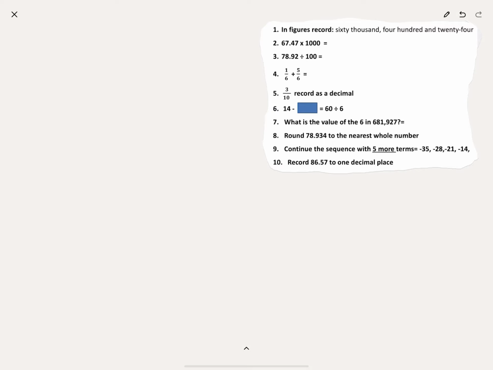14 subtract what is the same as 60 divided by 6. 14 subtract a box equals 60 divided by 6, which is obviously 10. So I'll just put that there. 14 subtract 4 is the same as 10.